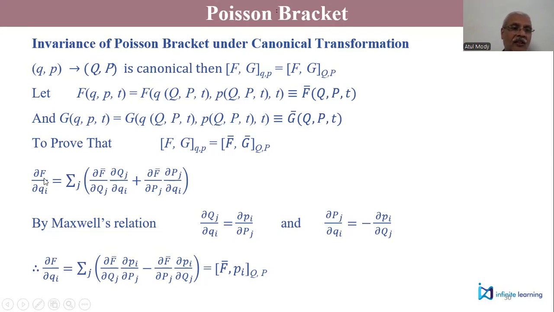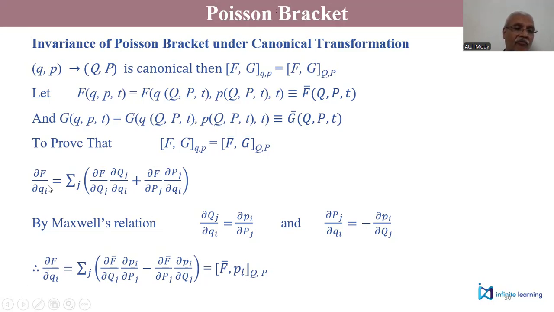So let's see, dou f by dou q is given by dou f by dou capital Q, dou capital Q by dou small q. Okay, you are taking the partial derivative with respect to q. So with respect to capital Q, and capital Q with respect to small q, so that's a chain rule. And similarly with momentum. And there are Maxwell's relations. So dou Qj by dou qi will be dou small pi by dou capital Pj. And if you match Q with Q and P with P, there is a positive sign. If you have P with Q and P with Q, then there is a negative sign.